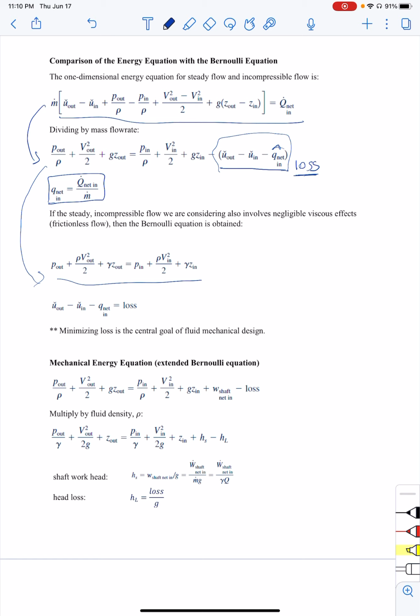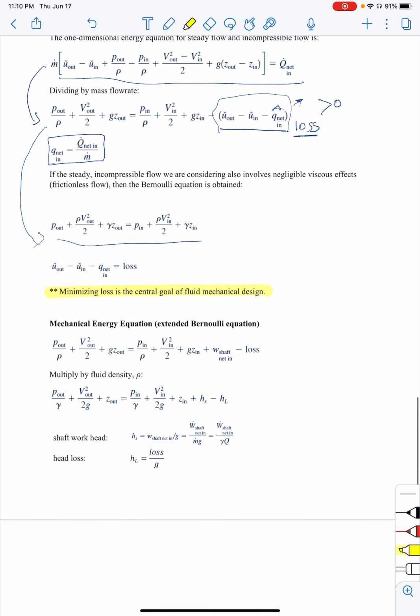We just call it the loss, right? These terms here, ideally, we can consider zero, but it's not zero. For a steady incompressible flow with friction, this is more than zero, right? And we always try to minimize this loss. Actually, this is kind of the goal of fluid mechanics design, right?